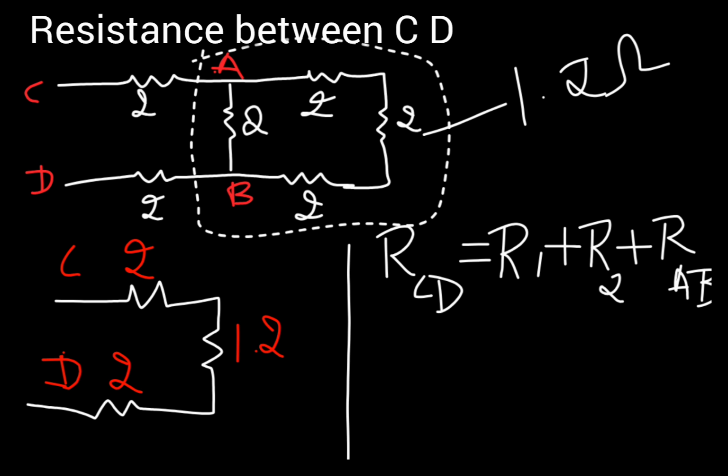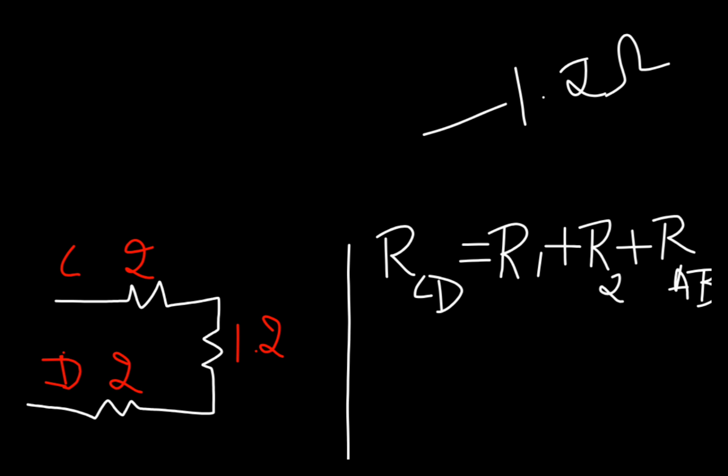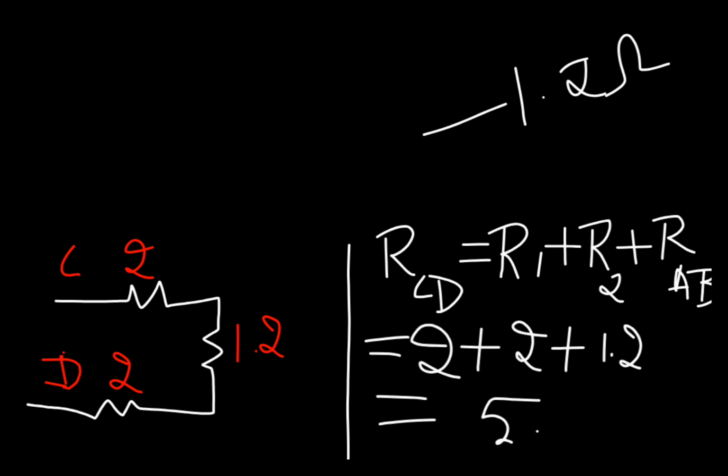We know the series combination formula. So we can write RCD is equal to R1 plus R2 plus RAB. Just substitute the values: 2 ohm plus 2 ohm plus the RAB value. So what will be our answer? 2 ohm plus 2 ohm is 4 ohm. 4 ohm plus RAB gives the total resistance between C and D.